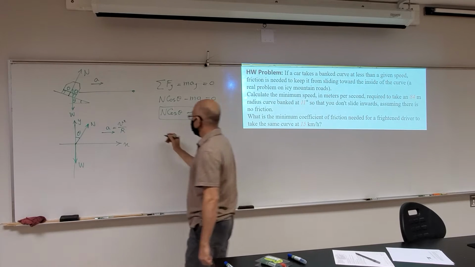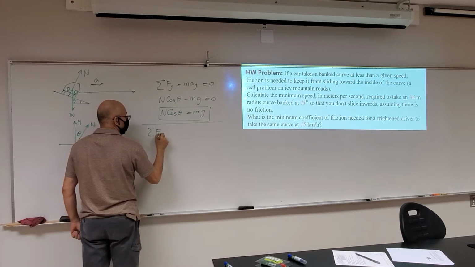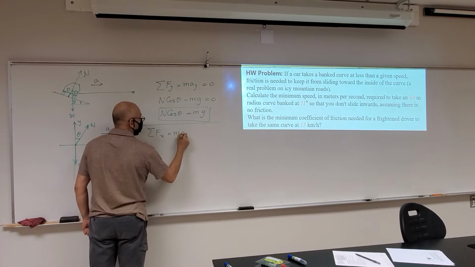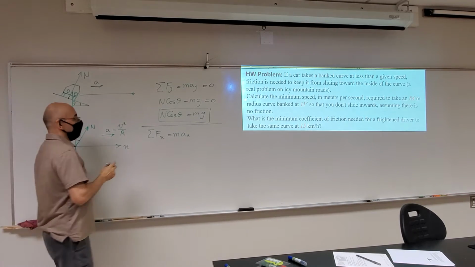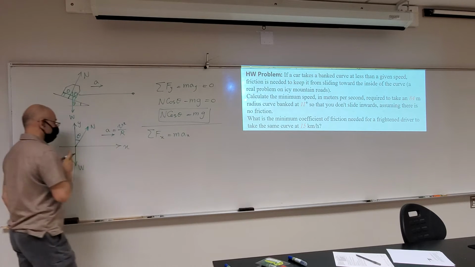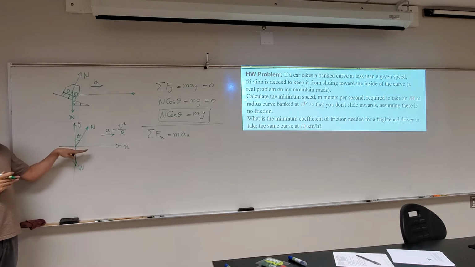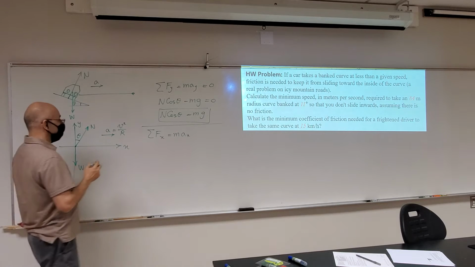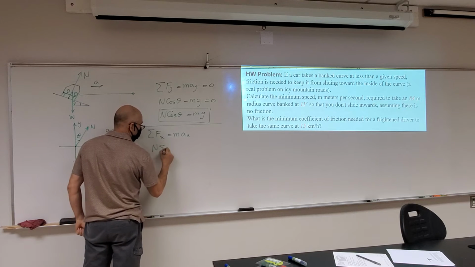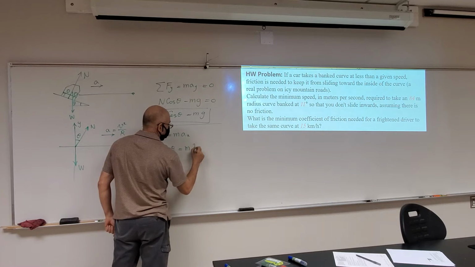And then if you apply sum of Fx equal to m a, which is equal to m v squared over r, what do we get? How many x components do we have? Just one, just N. What is the x component? N sine theta. So N sine theta equals m v squared over r.